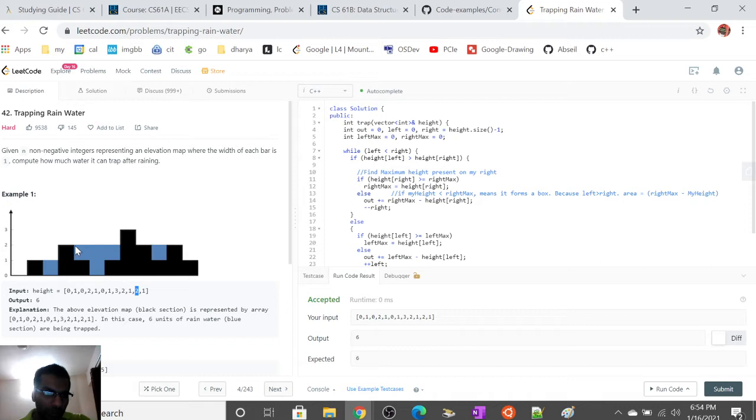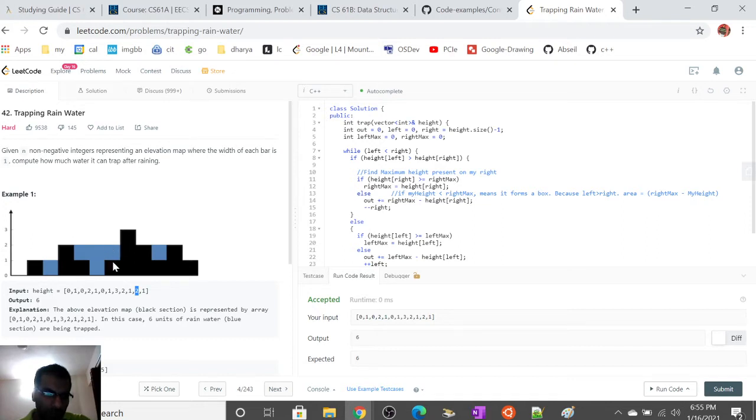So the maximum water that can be trapped is 1, because if we see, the length is 1, height is 1. Then this block, if we see here, its length is 1 and height is 2. Please pardon me. So it will be 2, so this was 1 plus 1 plus 2, it becomes 4.